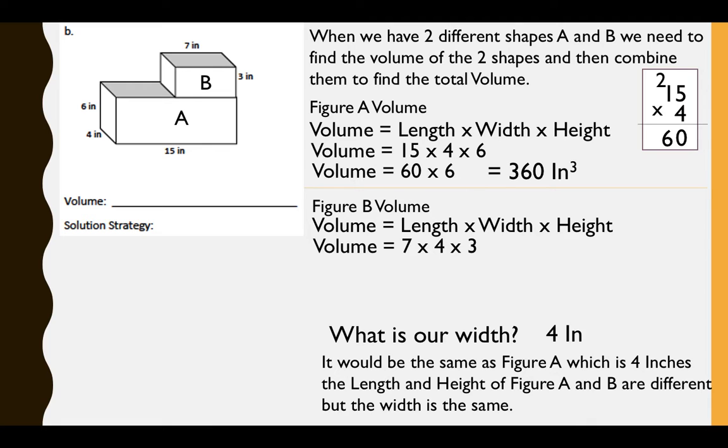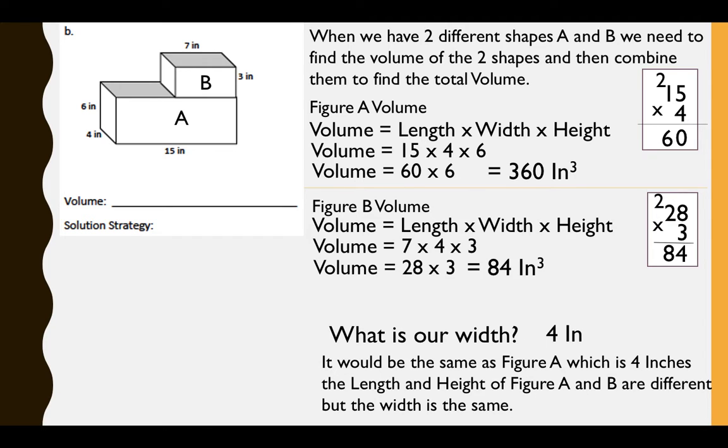So again, I'm going to go ahead and find my area first. I'm going to do 7 times 4, which is 28. Then I'm going to do 28 times 3. I know 8 times 3 is 24. I'm going to carry my 2. 3 times 2 is 6, plus 2 is 8. So I know the volume of figure B is going to be 84 inches cubed. Always have your units. When working with volume, always want to make sure your answer is cubed.